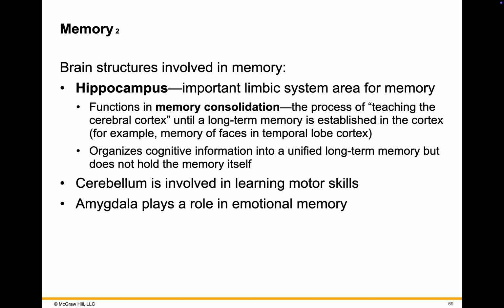The hippocampus is an important region for memory. It's part of the limbic system. It functions in memory consolidation, teaching the cerebral cortex until a long-term memory is established in the cortex. It organizes cognitive information into a unified long-term memory, but does not hold the memory itself. The cerebellum is involved in learning motor skills. The amygdala is important for emotional memory.